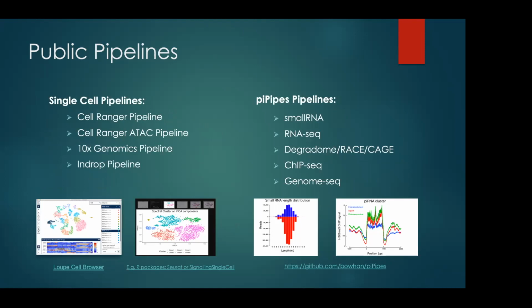Next, we have a bunch of single cell pipelines available. One of the most used ones is Cell Ranger, which is created by the 10x company. We have embedded this Cell Ranger software into our system. So basically, if you choose the Cell Ranger pipeline or the Cell Ranger ATAC pipeline, you will use 10x Genomics software. After you do the analysis, you can load your output files to Loupe Cell Browser to visualize your data in this software.